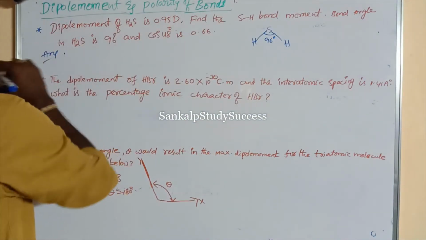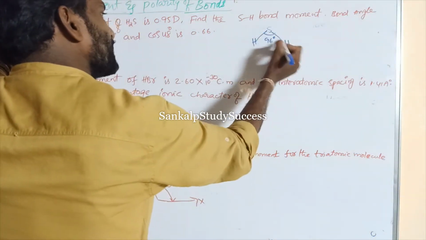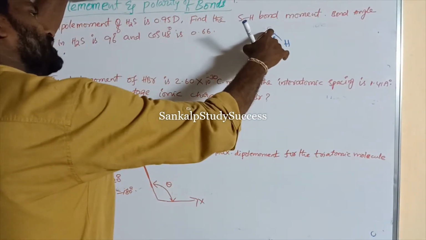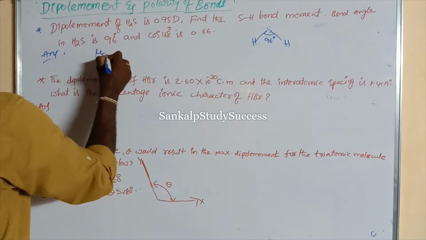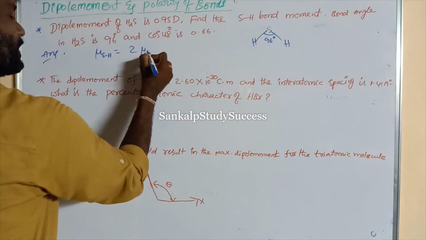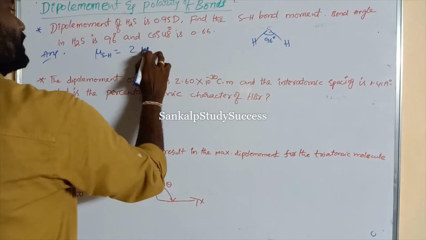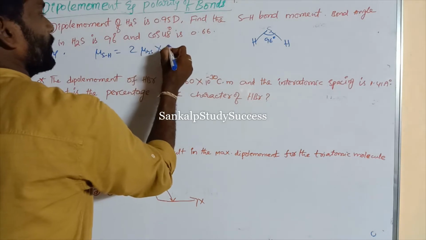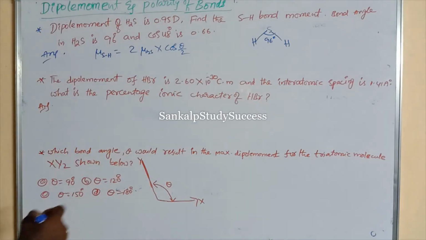We know that if the dipole moments of the two bonds are equal, the net dipole moment is equal to 2 mu bond, the S-H mu bond, into cos theta by 2. So this is the formula.